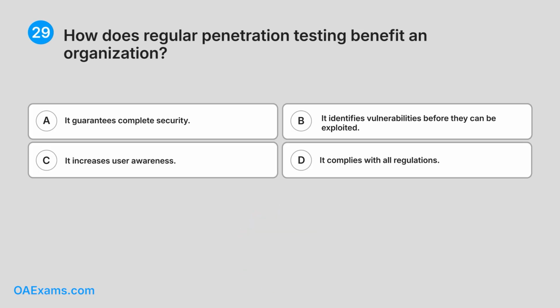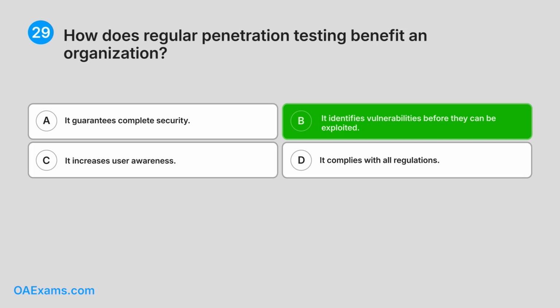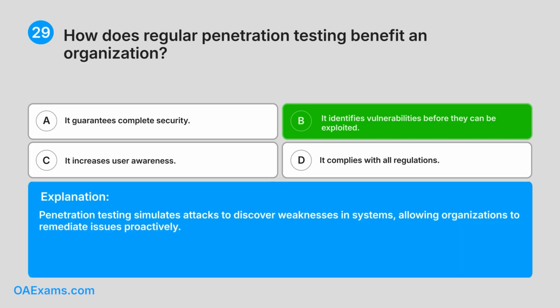Correct answer. B. It identifies vulnerabilities before they can be exploited. Explanation. Penetration testing simulates attacks to discover weaknesses in systems, allowing organizations to remediate issues proactively.